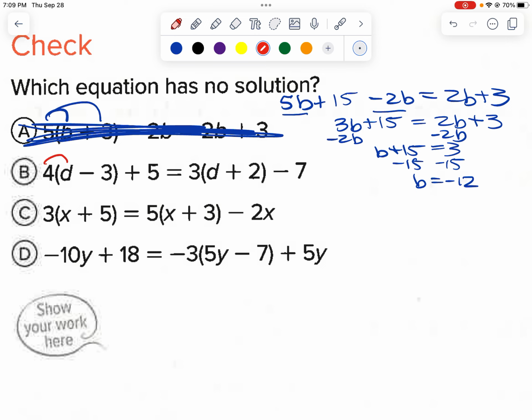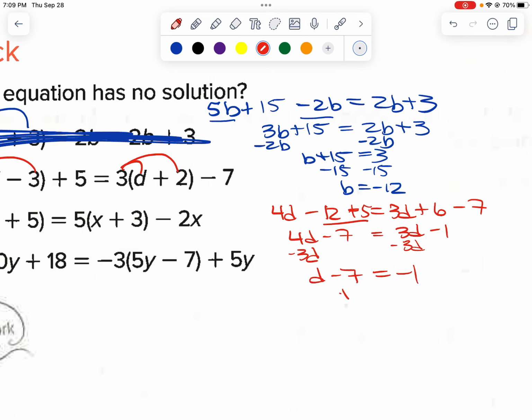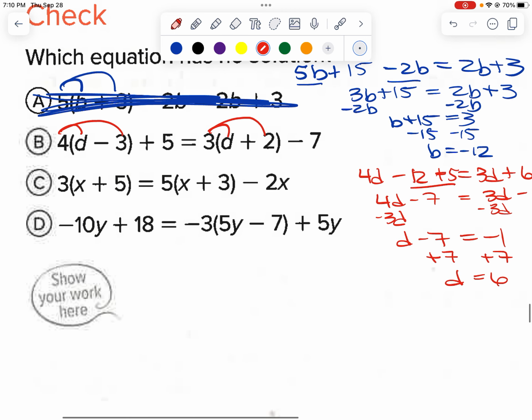So next, I take this and I get 4d minus 12 plus 5 equals 3 times d, which is 3d. 3 times 2 is going to get 6 minus 7. Combine like terms right here, and I get 4d minus 7 equals 3d minus 1. I solve this. I subtract 3d from both sides. I get d minus 7 equals negative 1. I add 7 to both sides, and I get d equals 6. That actually comes out with a solution.